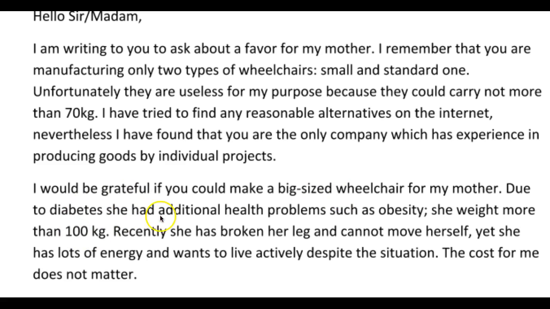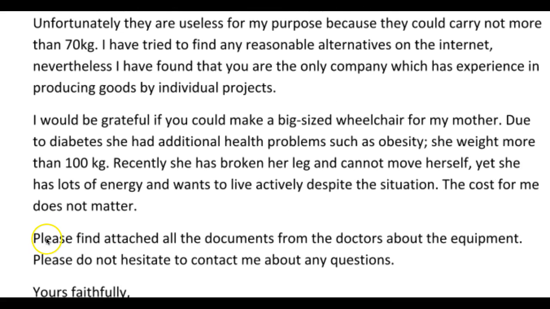Due to diabetes, she has additional health problems such as obesity. She weighs more than 100 kilograms. Good. She weighs. Weigh is a verb as well. Recently, she's broken her leg and cannot move herself. Yet she has lots of energy and wants to live actively despite the situation. Because for me, it does not matter. Good. Please find attached all the documents from the doctors about the equipment. Please do not hesitate to contact me about any questions. Genius. These are the phrases we want.